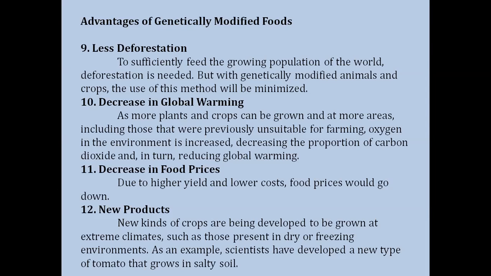And the decrease in fruit prices, due to the higher yield and lower cost of production, food prices will go down. New products: some genetically modified organisms produce secondary metabolites. Primary metabolites are the synthesized food and energy, but secondary metabolites have commercial and industrial applications. Like the phenolic compounds and alkaloid compounds, these are the things.